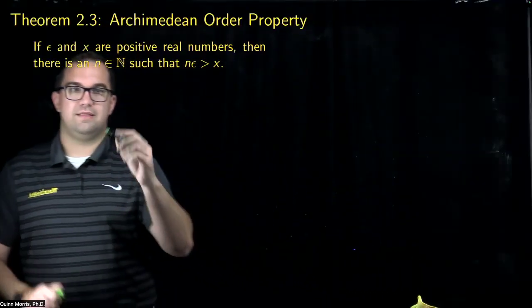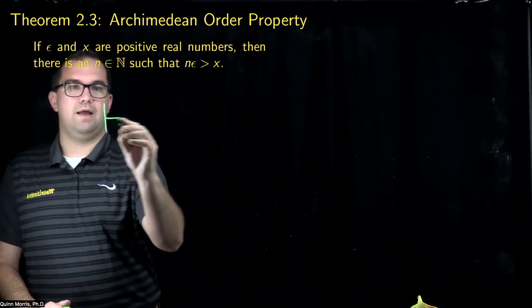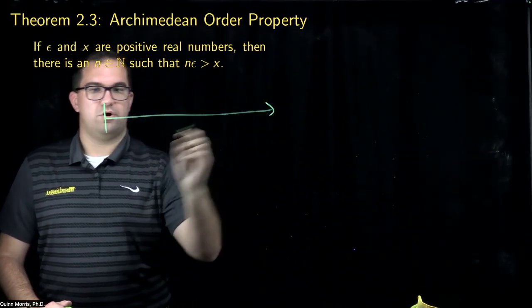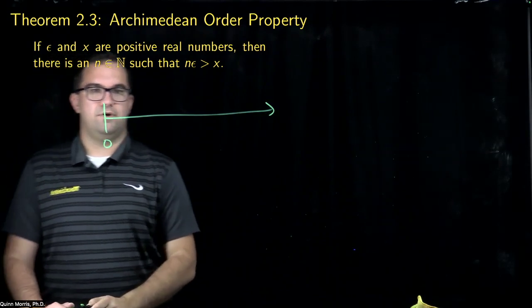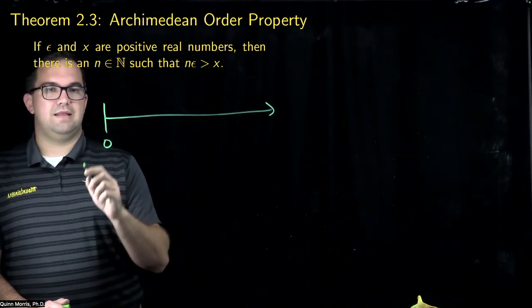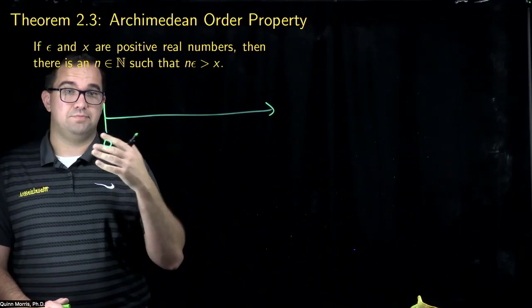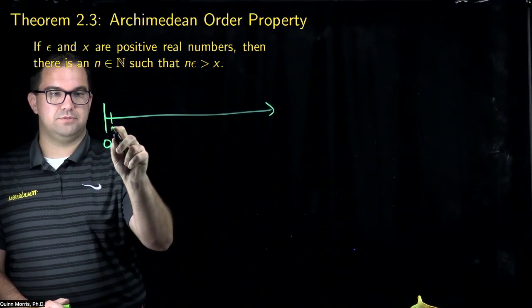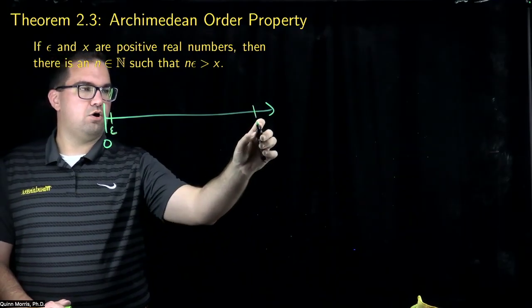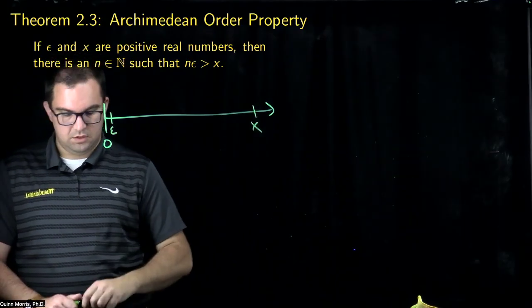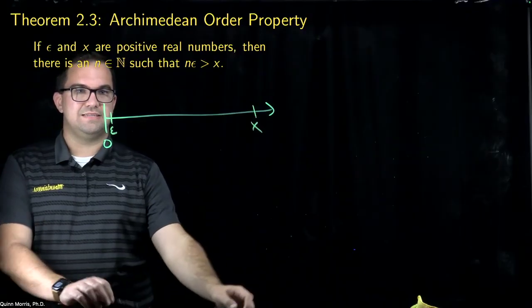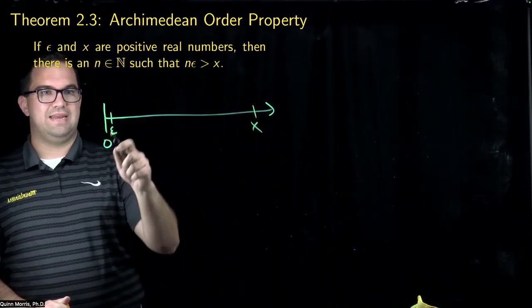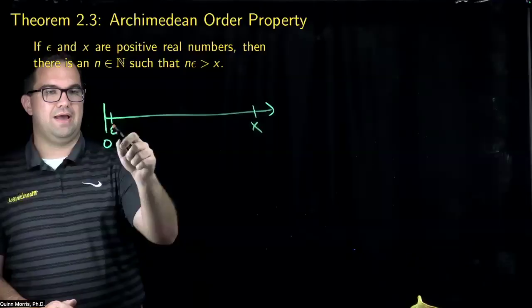Now, to illustrate this, I think it's helpful to think about a number line. And we're starting at 0 here because both of our real numbers are positive. This is really interesting when epsilon is really small and x is really large. So imagine I take a really small epsilon and a really large x. What this property says is there's some natural number so that n times epsilon is greater than x.